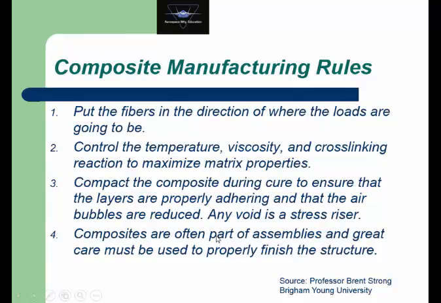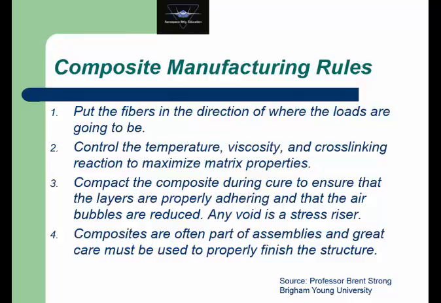So let's think about some basic rules for manufacturing of composites. First of all, we need to be sure that we put the fibers in the direction where the loads are going to be. And we'll talk a little bit more about this as we get on into this presentation. But remember that most of the strength of a composite material comes from the fibers, and so the maximum load can be taken in the direction of the fibers.